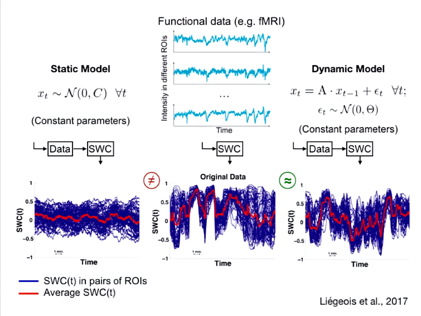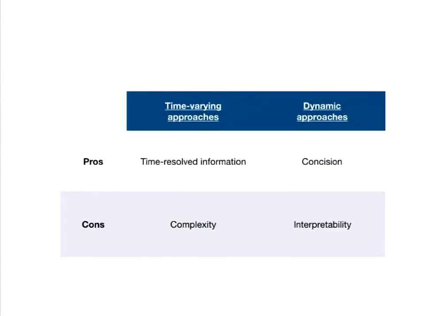Let me now summarize the different properties and the pros and cons of time-varying versus dynamic approaches. A time-varying approach is essentially exploiting the time-resolved information that you have in the data. For example, if you use a sliding window and then cluster the results into different states, you can ask in which state the subject was at time 100. This is information you might not have access to if you use a dynamic approach, for example an autoregressive model.